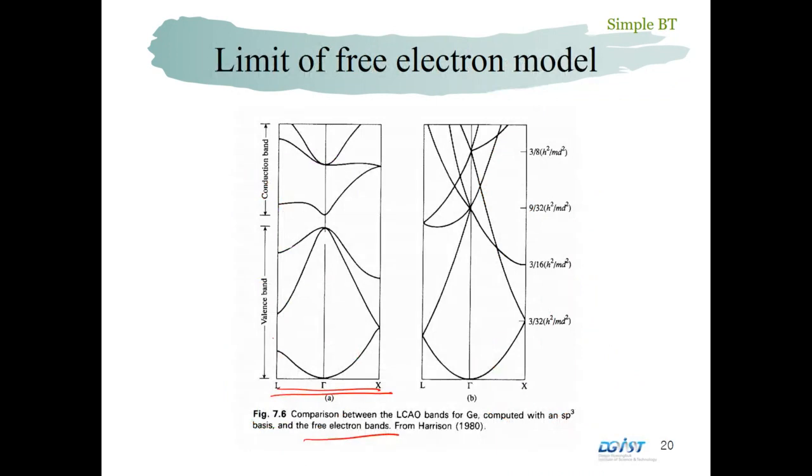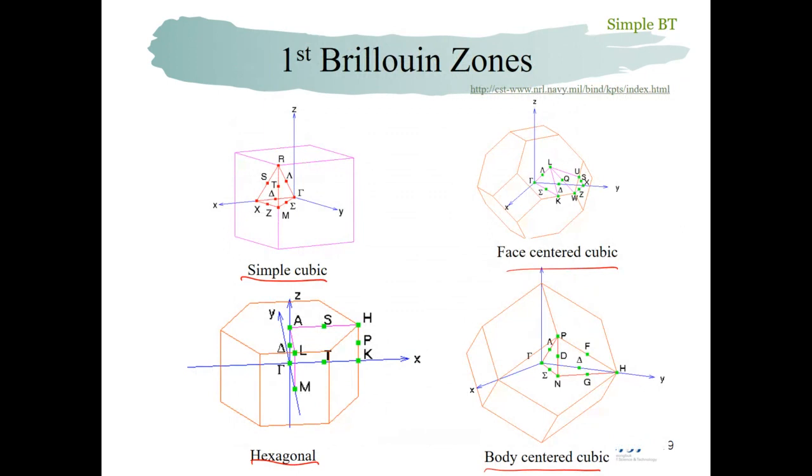Okay. So here, they are starting from gamma to X and L. So that means in a face-centered cubic case, the gamma point is here, the X point is here, and the L point is here.